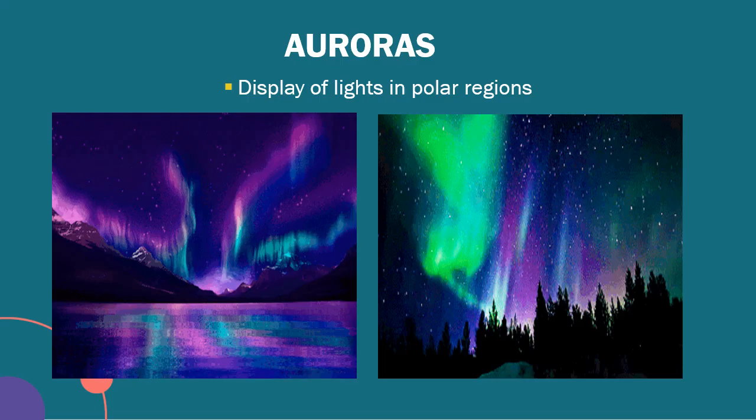Also, a remarkable feature that is happening in the ionosphere is the occurrence of auroras. An aurora is a display of glows in the night sky within the polar areas. It can be seen as white, green, red, blue, or purple lights.